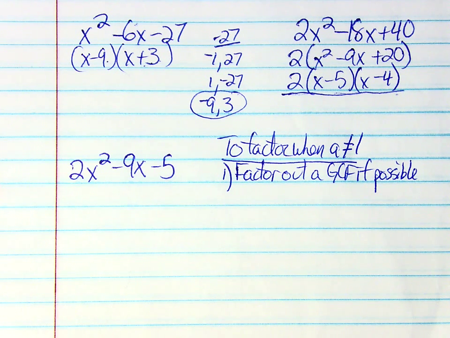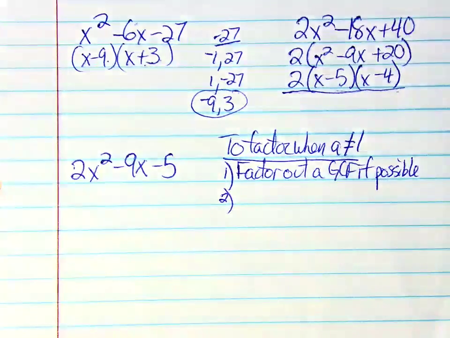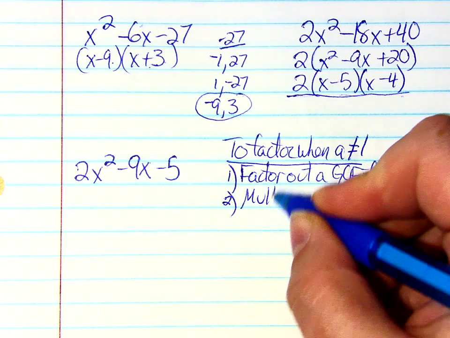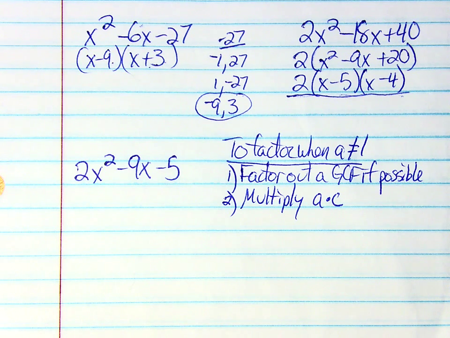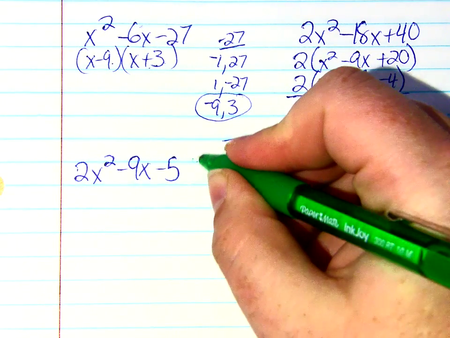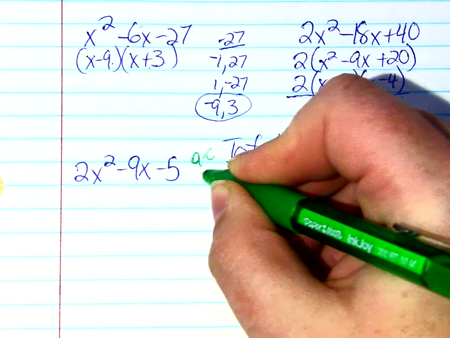Is there a common factor that I can factor out of my example? No. They don't all have a common factor, and there's no variable for me to take out. So step 1 in this case is done, but at least I've tried. Okay, step 2. We are going to multiply a and c together to get our new number. Multiply a times c. So in our case, what is a? 2. What's c? Negative 5. So a times c gets me negative 10. So I'm multiplying a times c, and I got negative 10.